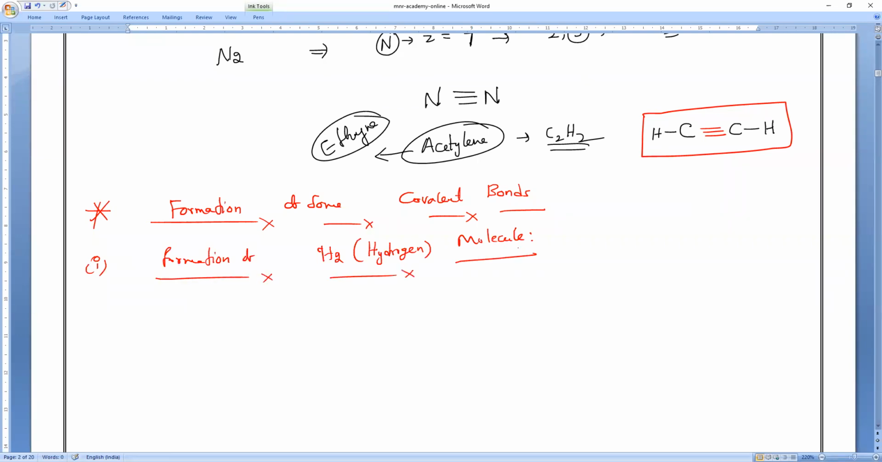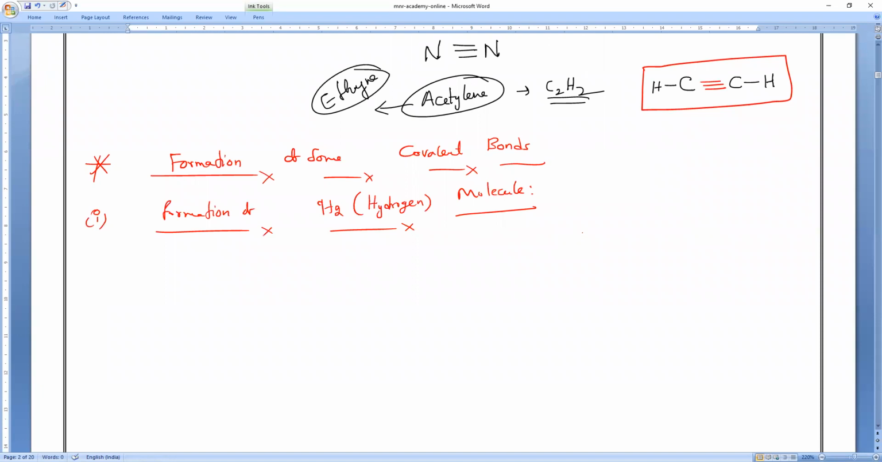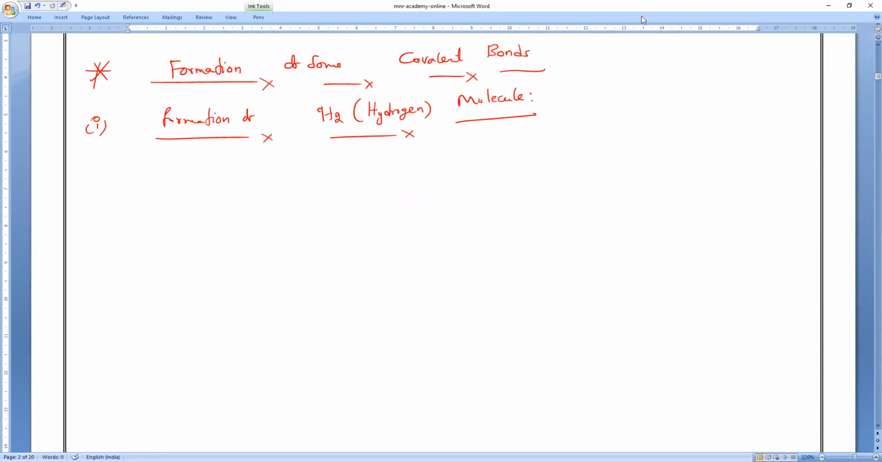Formation of hydrogen molecule. So we know that hydrogen atom has only how many electrons, guys? Only 1 electron, because its atomic number is 1. Am I right or wrong? And that 1 electron is present in which shell? Valence shell. Because the valence shell itself is the K shell. Do you understand now?